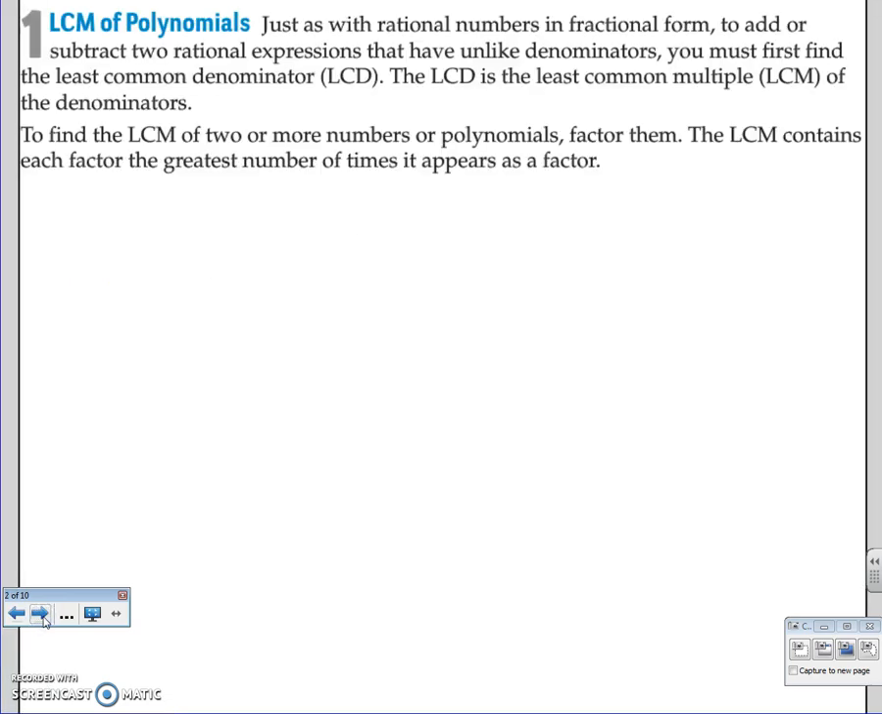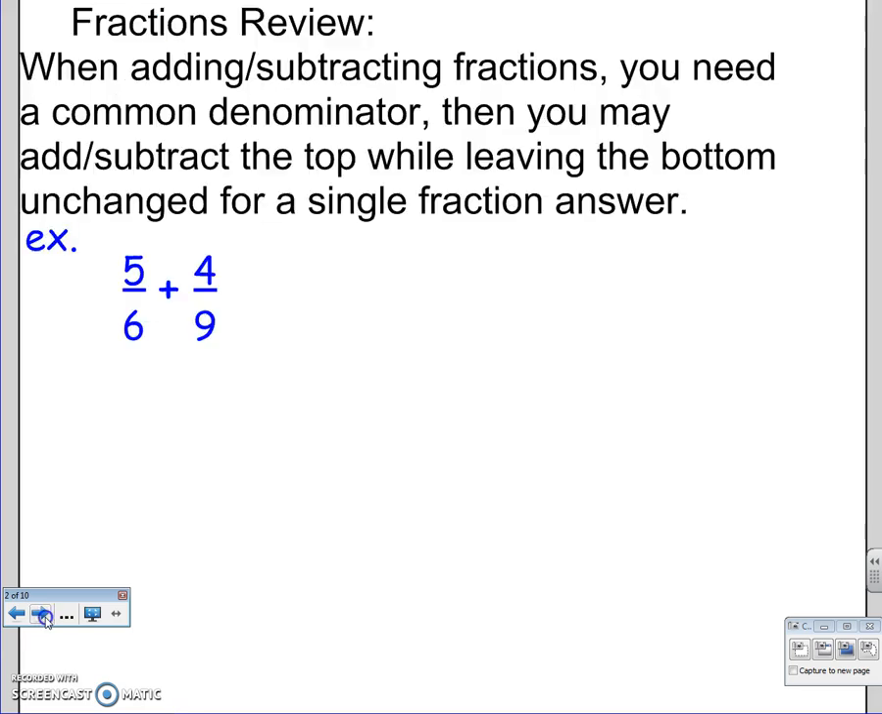So this lesson focuses on adding and subtracting fractions, and just like you've learned, you always need a common denominator. There are always different denominators we could use, but we want to use the easiest and smallest possible, called the LCD, or least common denominator. So here's a quick review. When adding and subtracting fractions, you need a common denominator. Then you may add the top, while leaving the bottom unchanged for a single fraction answer.